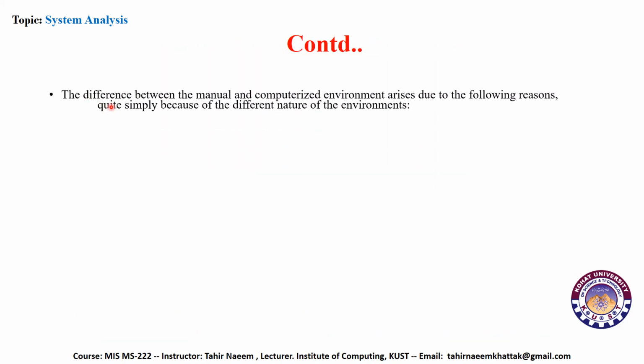The difference between the manual and computerized system environment arises due to the following reason, quite simply because of the different nature of the environment. So basically computerized and manual systems are two different environments, and the major differences are stated here. Logical access control is an issue in a computerized environment. So in a computerized environment, logical access control can be granted to any user.